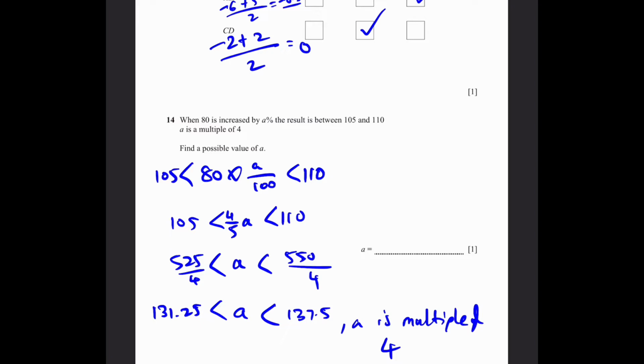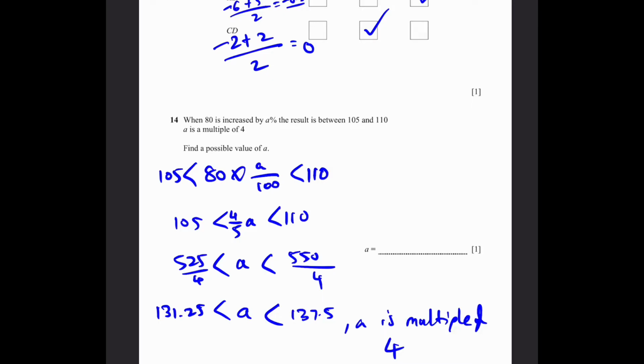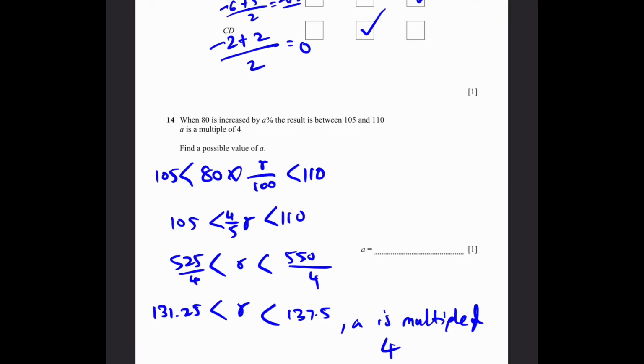Well, that's not all. We can't just write 132 and 136. Yes, I know it's been misleading that I've been writing A over here, but let me just change that real quick. So let's just label all of these as R. I'll tell you why in a second. If you multiply R by 100, you will get between 105 and 110. But in the question it says it's increased by 8%. That means if we increase by a percentage, the value of R is either 132 or 136. We can write that down. R equals 132 or 136.